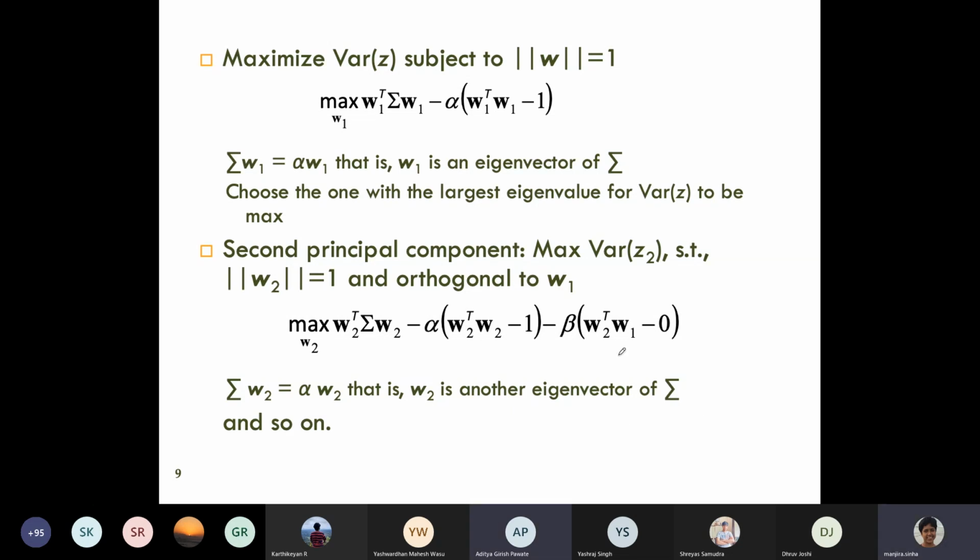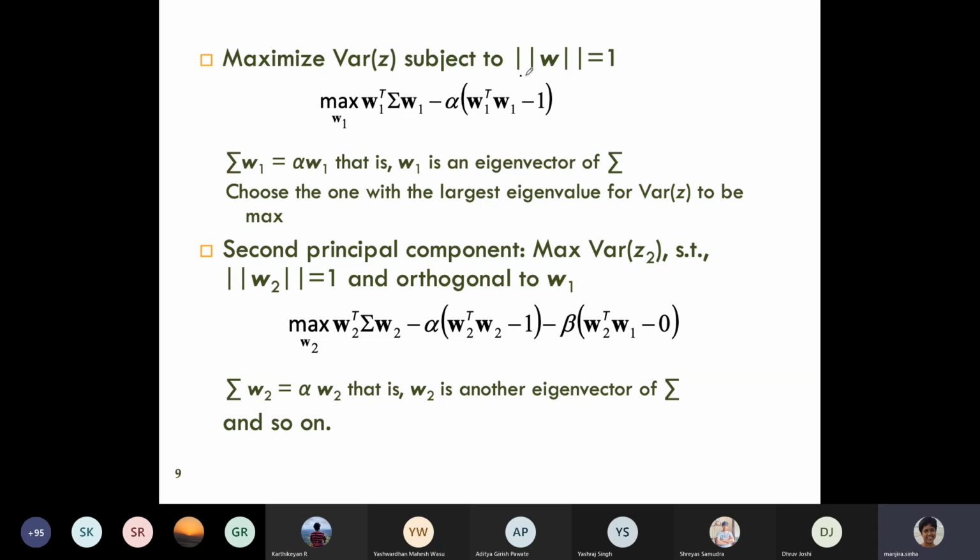No, this is W2 transpose W1 to ensure this property, this orthogonality with W. Okay. And the first condition is for what? So that the norm of W is 1.